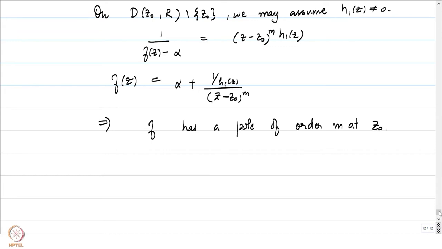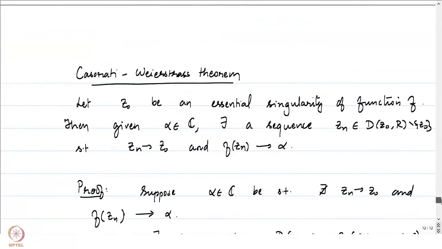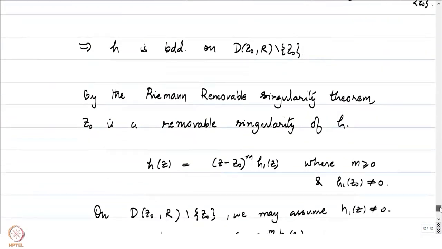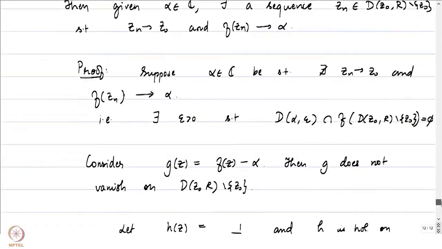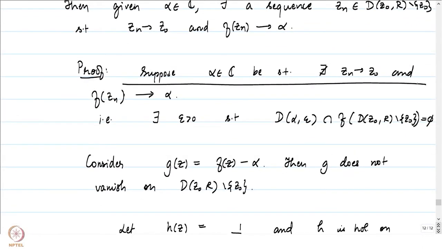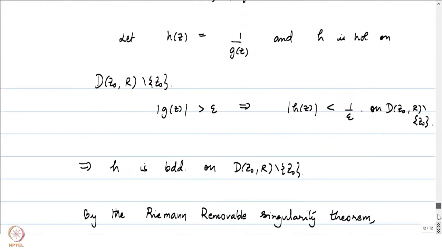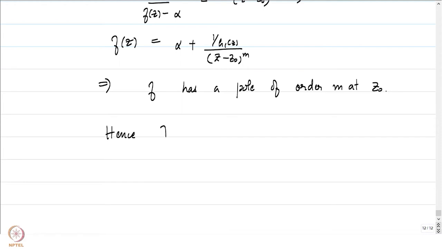But that's a contradiction because we started off with z0 being an essential singularity. That is a very hypothesis, right? z0 is an essential singularity of the function f. In particular, it's neither a removable singularity nor a pole. So the fact that we have concluded that it is a pole tells us that there is something wrong with the assumption. And so our assumption has to be wrong. Therefore, there exists a sequence z_n converging to z0 such that f(z_n) converges to alpha. What we have effectively proved is that the image of D(z0, r) under f is dense in C.